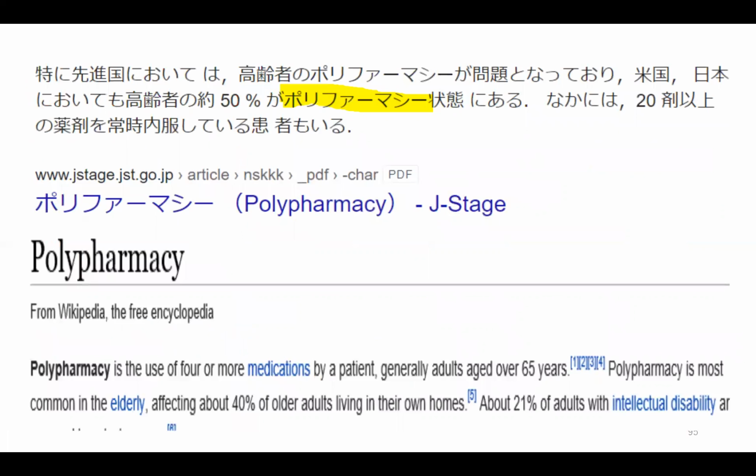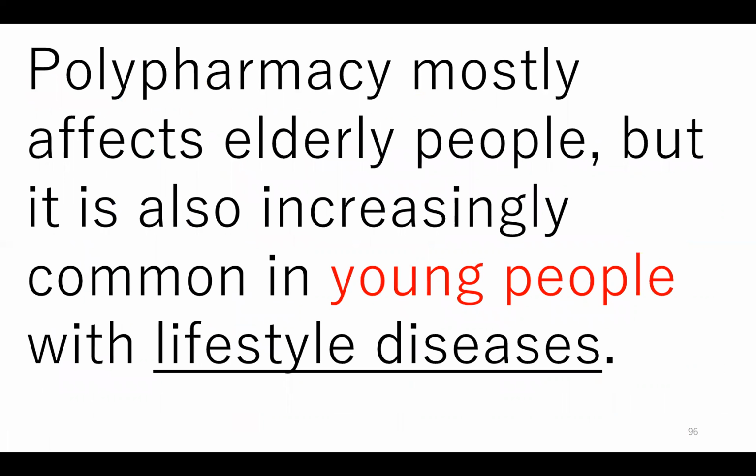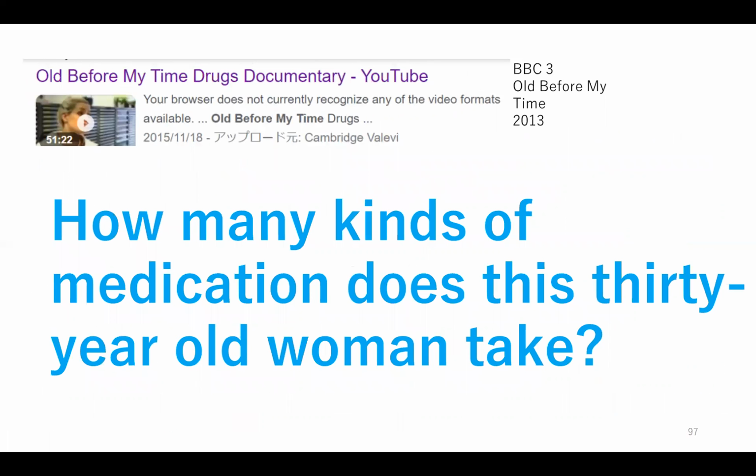Okay, and I give them this. Polypharmacy is now used as a katakana word. Polypharmacy mostly affects elderly people, but it's also increasingly common in young people with lifestyle diseases. So this is the last video I will show. How many kinds of medication does this 30-year-old woman take? This is from a BBC documentary. Old before my time.